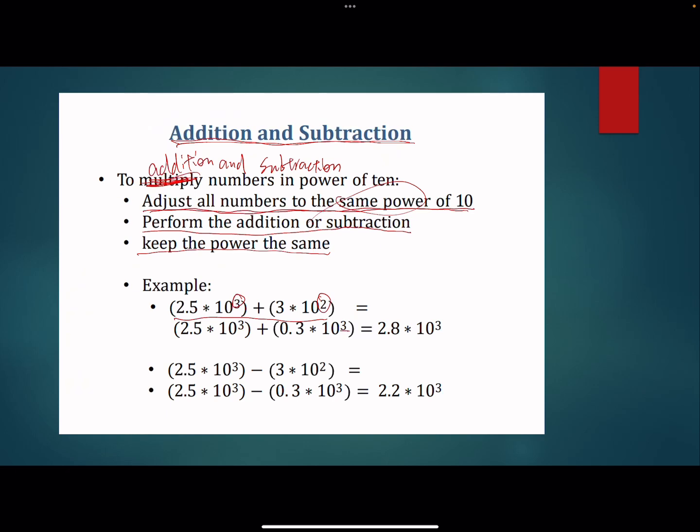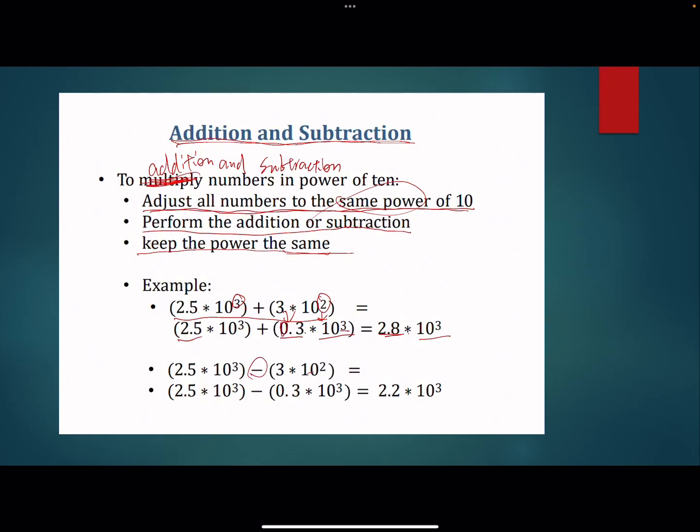If we increase the power here, we need to move the decimal to the left. So we change it here from 3 to 0.3. That will then change the 10 to the 2 to 10 to the 3. Then we just add the base numbers: 2.5 plus 0.3, which is 2.8. Then keep the power the same, so times 10 to the 3.